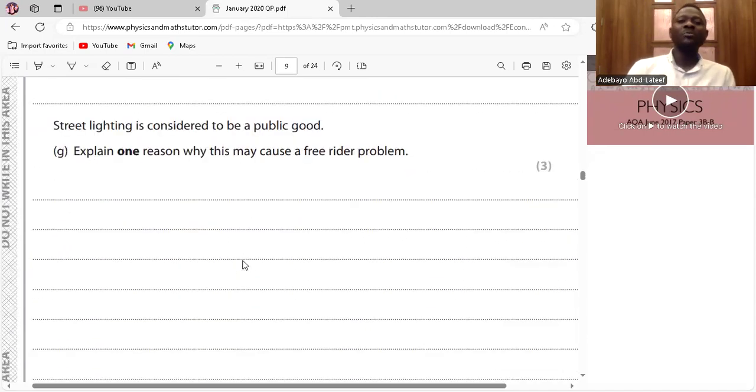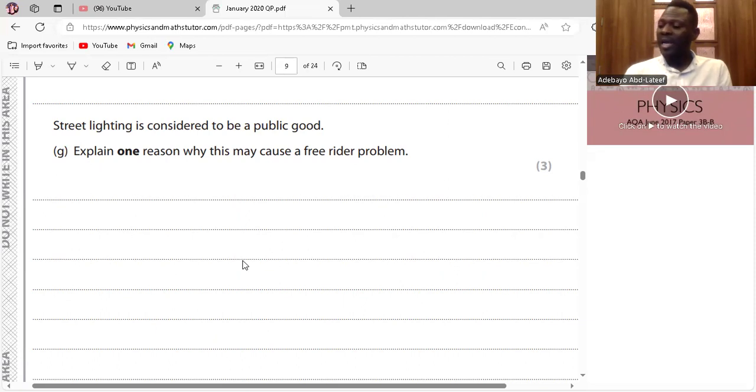We go to G. Street lighting is considered to be a public good. Explain one reason why this may cause a free rider problem. First, a public good has the characteristic of being non-excludable and non-rival. A free rider problem occurs when an individual or group of people enjoy a benefit that they do not pay for, maybe through taxation. So street light could be a free rider problem. Why? Because a public good is non-excludable, which means everyone can benefit from it, irrespective of paying taxes or not paying.